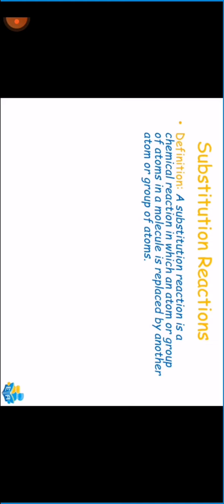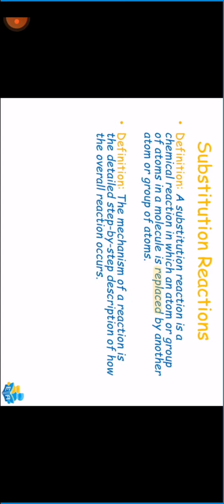A substitution reaction is a chemical reaction in which a group of atoms or an atom in a molecule is replaced by another atom or group of atoms. When we look at reactions in organic chemistry, we will often look at something called their mechanism. And the mechanism of a reaction is a step-by-step description of how the overall reaction occurs.